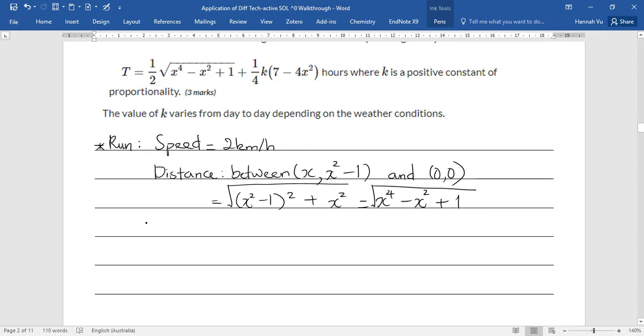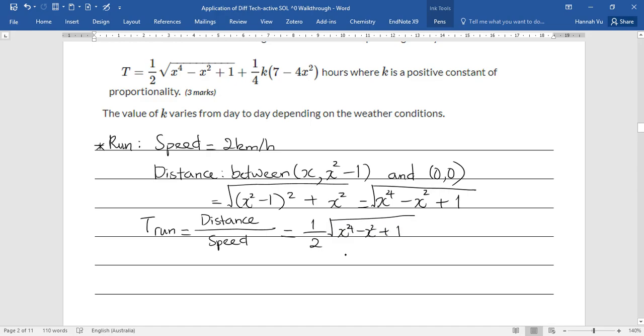So the square root, go back now. So the running time is going to be distance over speed, which is going to be a half of this. So that's the running time. That's the square root of x to the power 4 minus x squared plus 1, over 2.